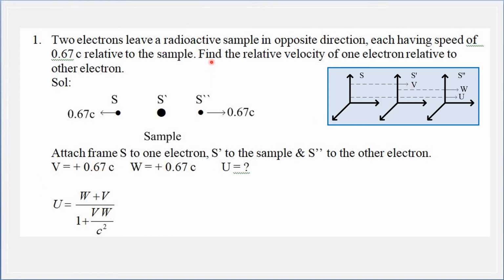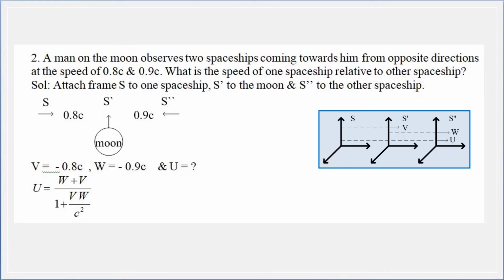Now what you want to find is the relative velocity of one electron relative to the other electron. So at what speed is this electron moving with respect to this electron? That means at what speed is the third frame, that is the second electron, moving with respect to the first electron. So it is nothing but with what velocity the third frame is moving with respect to the first frame, and that is nothing but u. So substitute here and find out what is the value of u. So this is how to solve this problem 1.